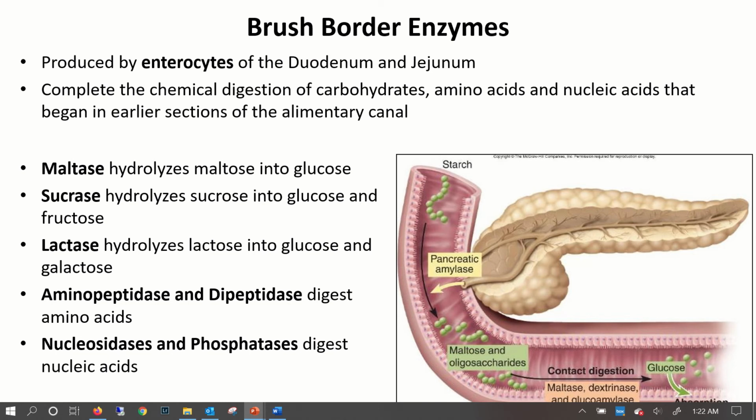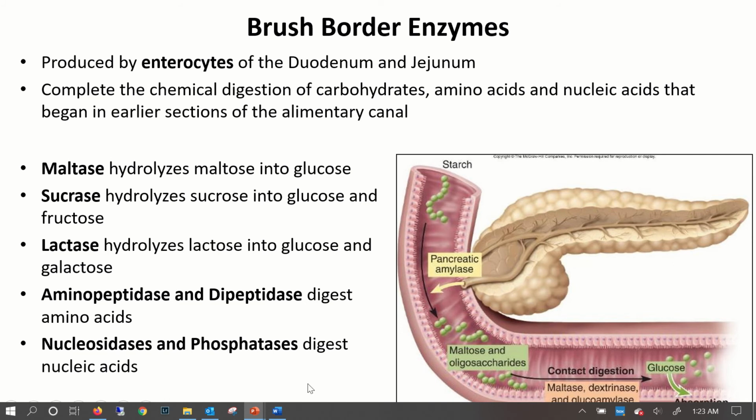Now, these brush border enzymes are named for the microvilli or the brush border here on your enterocytes of the duodenum and the jejunum. And you can see here they are named maltase, sucrase, and lactase for those responsible for carbohydrate digestion. Maltase digesting maltose, which is a disaccharide, into glucose, which is a monosaccharide. Sucrase hydrolyzing the disaccharide sucrose into monosaccharide glucose. And lactase hydrolyzing your disaccharide lactose into glucose.